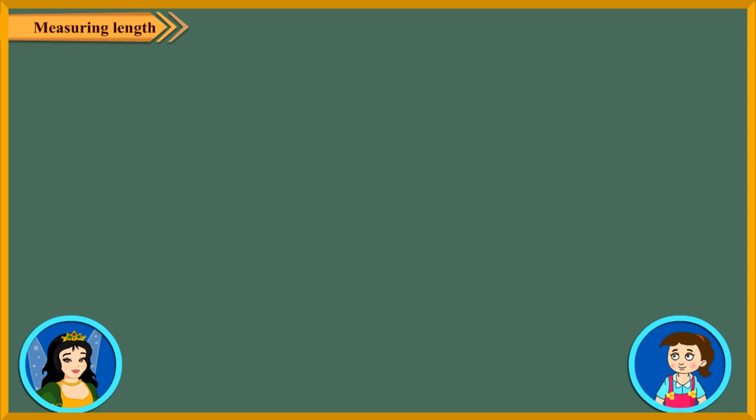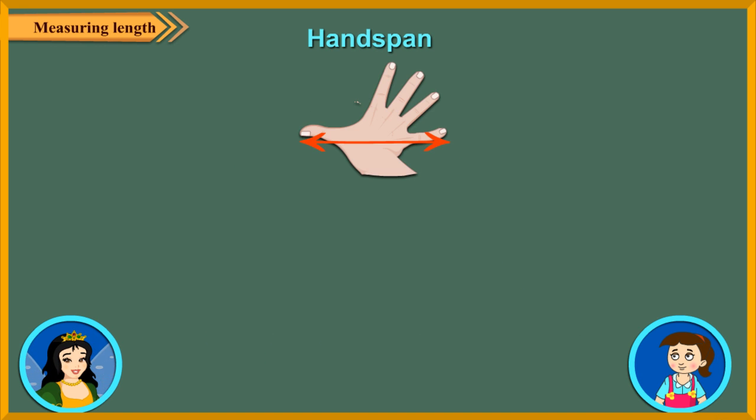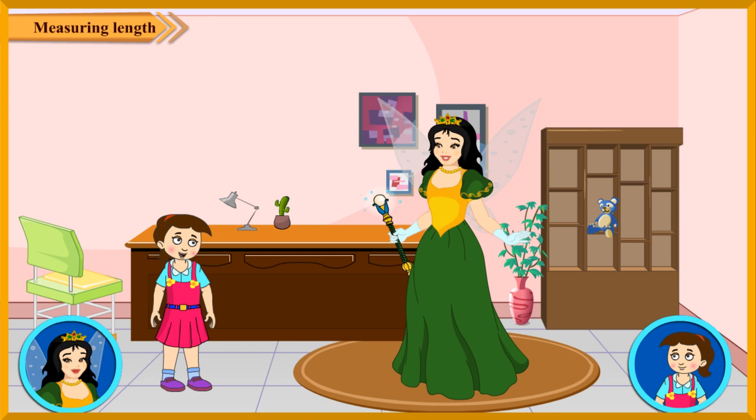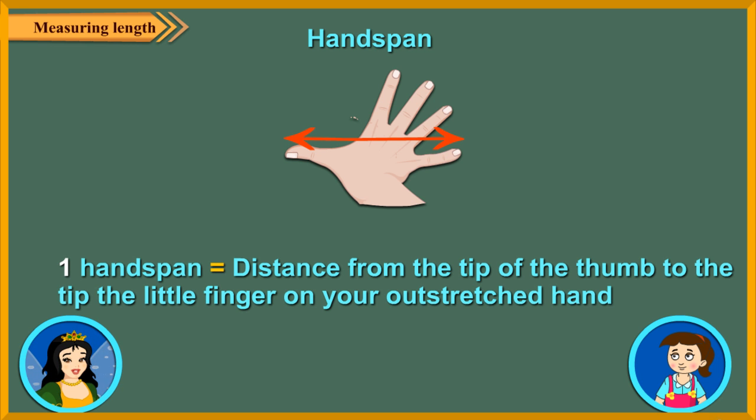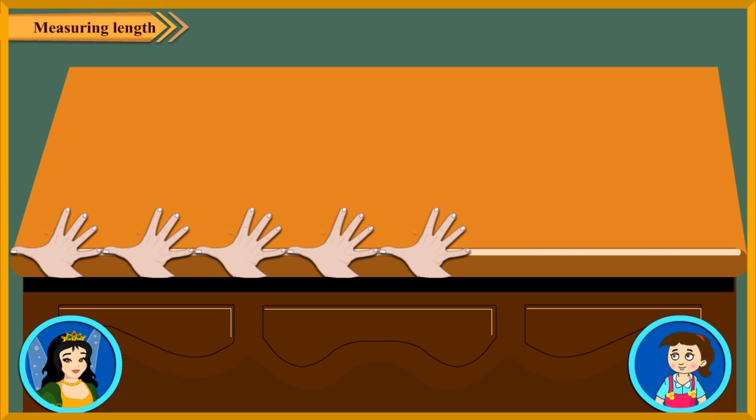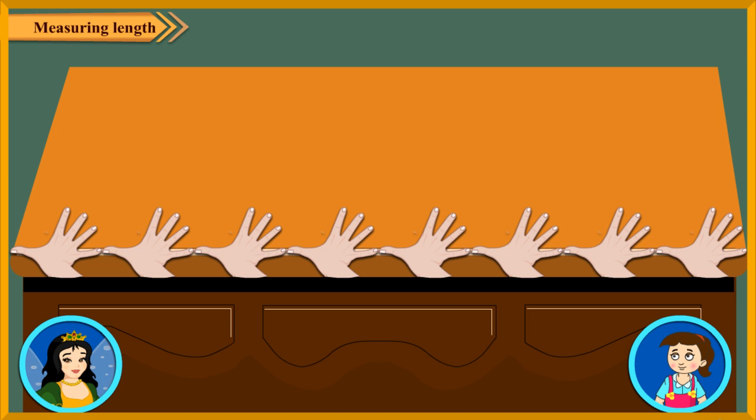Another way of measuring lengths of objects is handspan. We will measure the length of the table in your room by using the handspan. What is a handspan? See, when we outstretch our hand, the distance from the tip of the thumb to the tip of the little finger is known as 1 handspan. The table's length is 8 handspans.